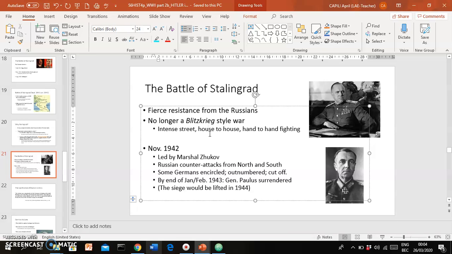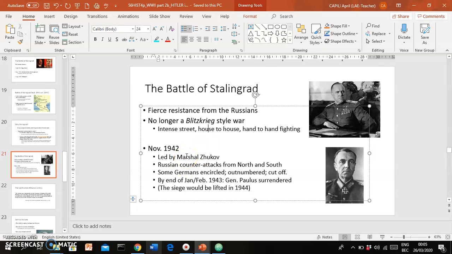also described this kind of war that happened in Stalingrad as closer or more similar to the type of combat or conflict that we saw in the First World War. Very little movement, very little advancement. Okay, essentially for quite some time a stalemate.